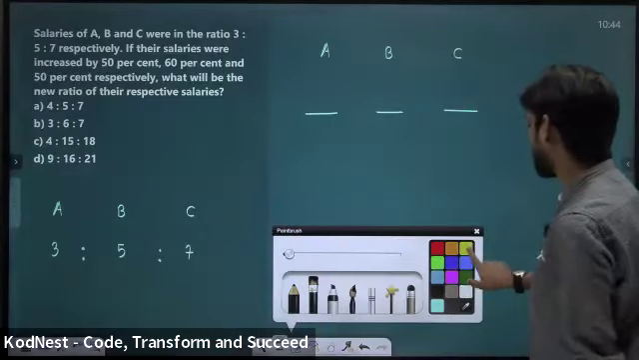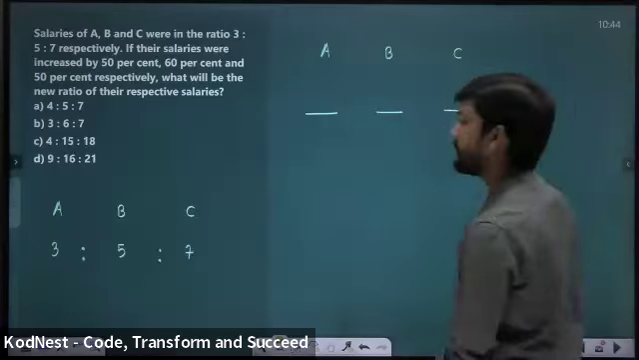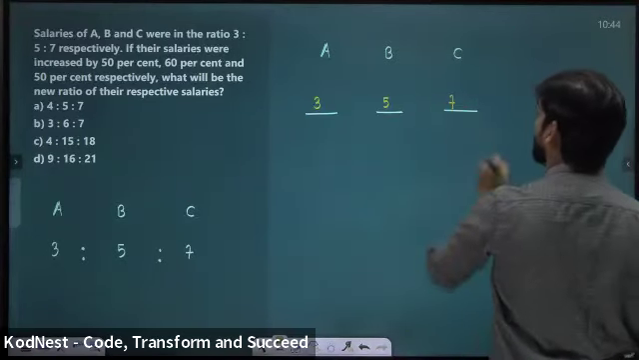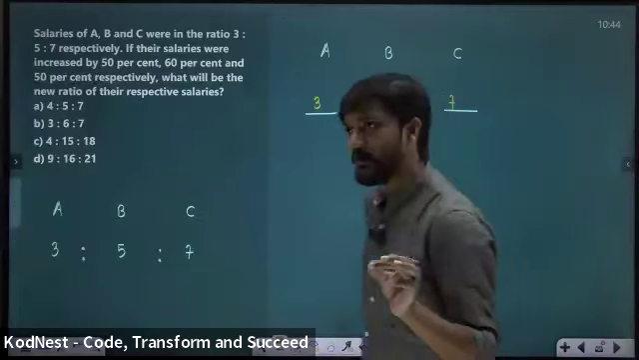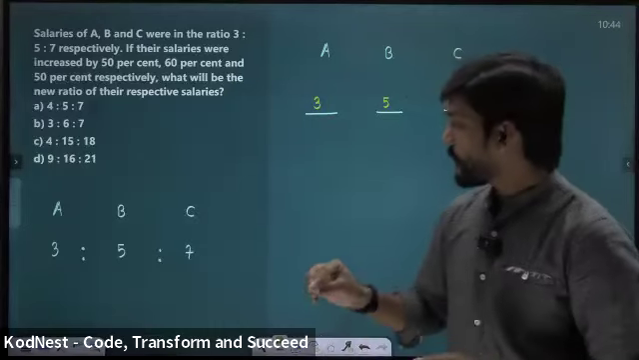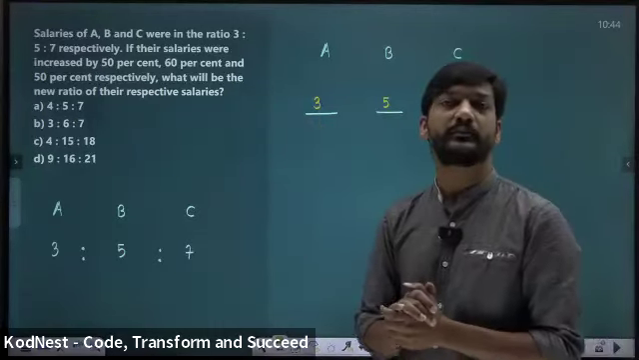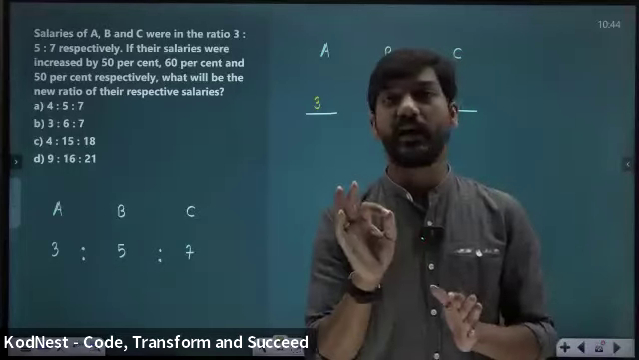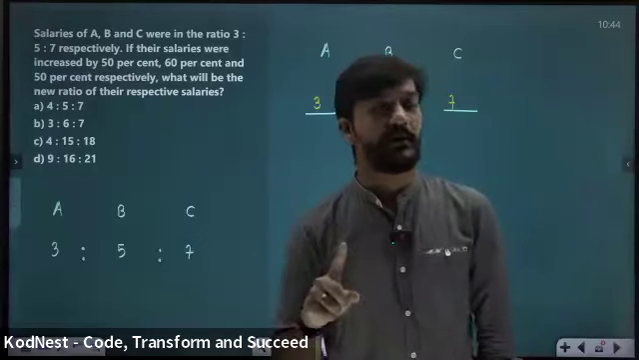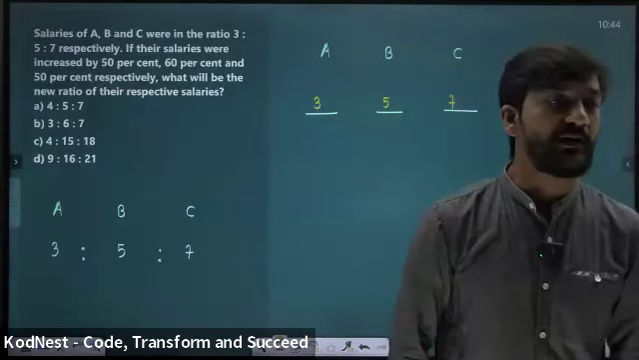All right, so I can take these values directly: 3, 5, 7. Now carefully answer, my dear. I'm taking values from the ratio. What is the question about? Are they asking for any value, like the number of coins in the previous question? Are they asking a value or are they asking a ratio?